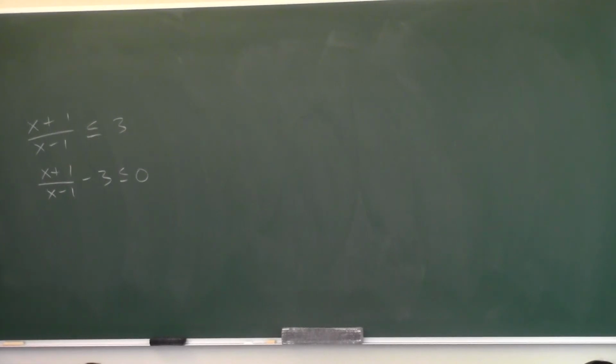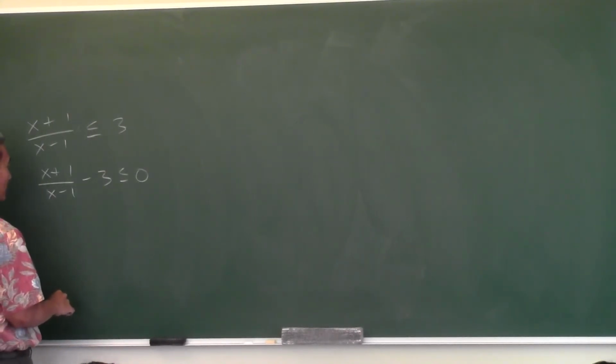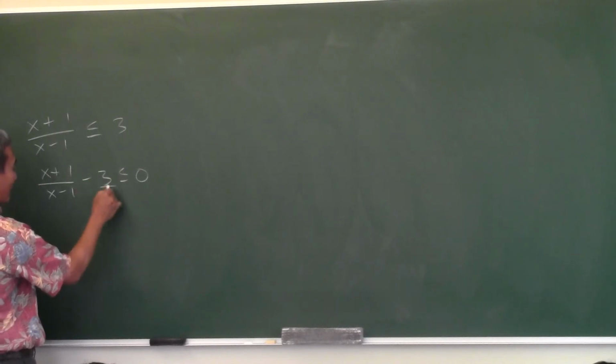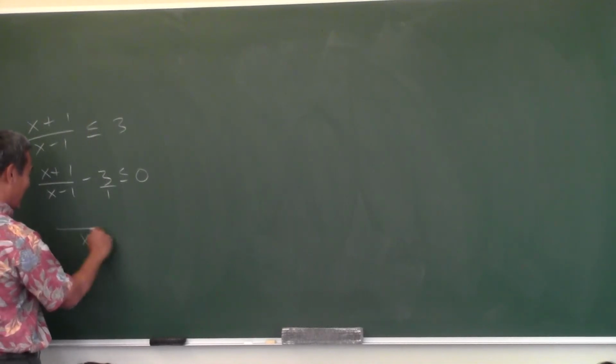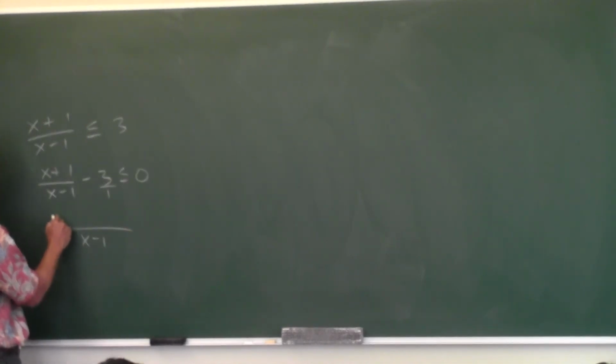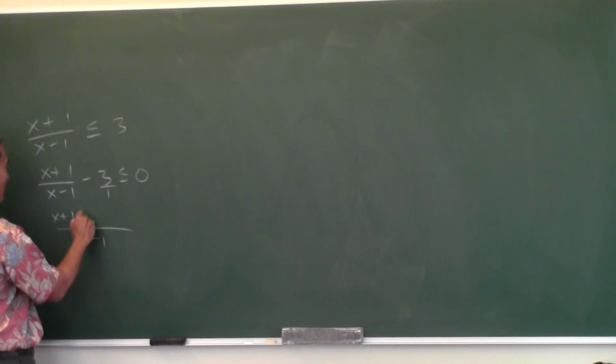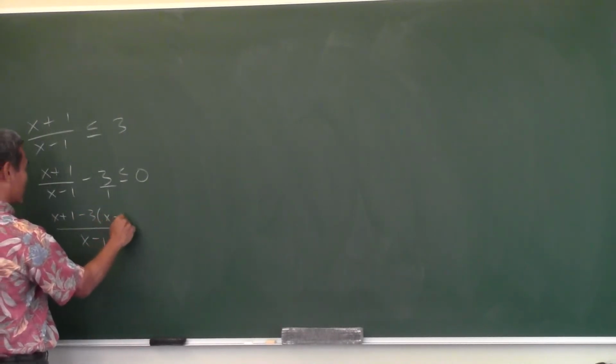When you solve inequalities, just do the same thing every time. Just make one side 0 and factor. Now, how the heck do I factor the left side? x plus 1 over x minus 1 minus 3. When you subtract fractions, you need to make a least common denominator. What goes on the top? x plus 1 minus 3 times x minus 1.